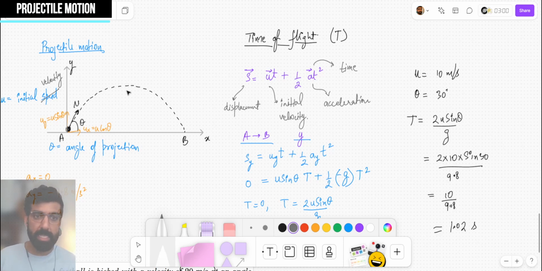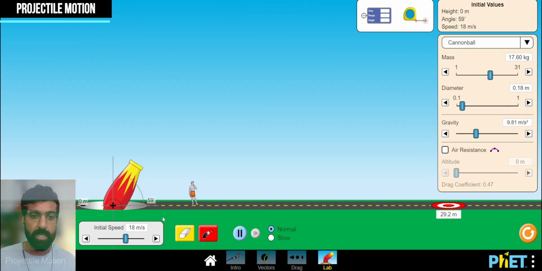So maximum height in the diagram can be represented by the maximum height the projectile reaches in its motion. This is also represented by the letter h, and the horizontal range is given by the distance between A and point B. This is the horizontal distance, that is, at what point does the object reach the ground again from A. So let us look at a simulation over here. Now this is a sort of projectile we are talking about.